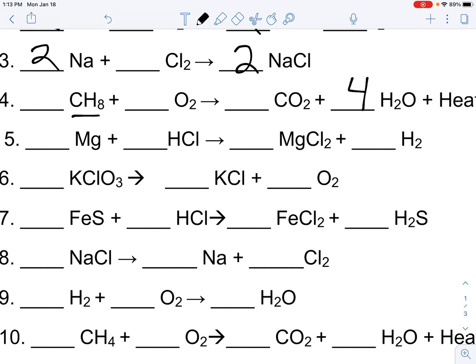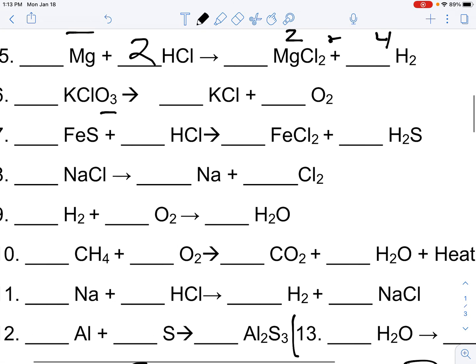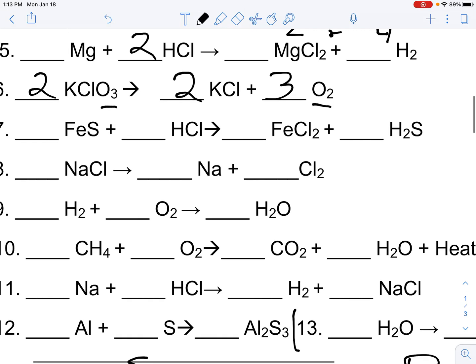But to balance, I'll need a 4 there, and then a 3 here to balance my oxygens, because I have 2 here and 4 oxygens there for a total of 6. Okay. Here, there's a 2 Cls, Mg, good to go. I have odd number of oxygens on each side, odd and even. So I got to double and put a 3 there to make the same number. That gives me 2 Ks in Cls there.